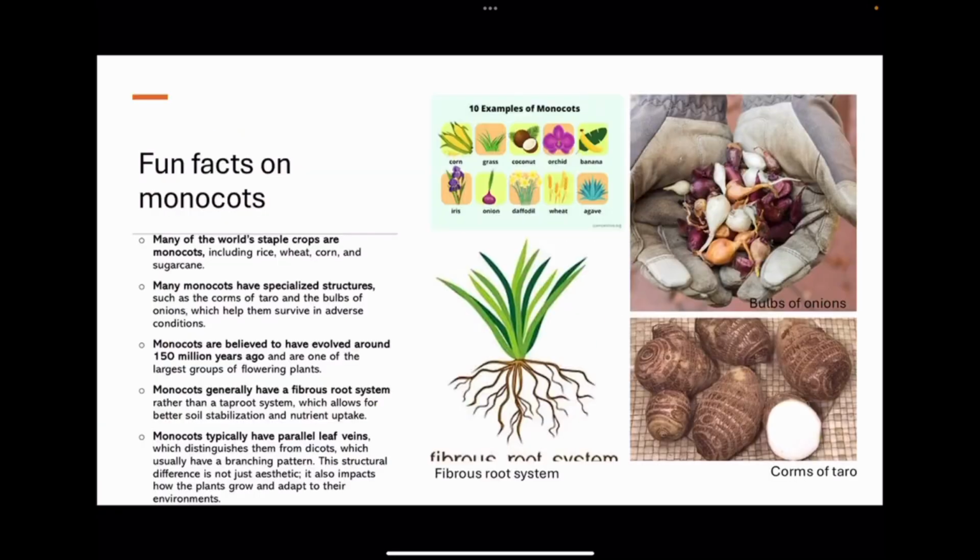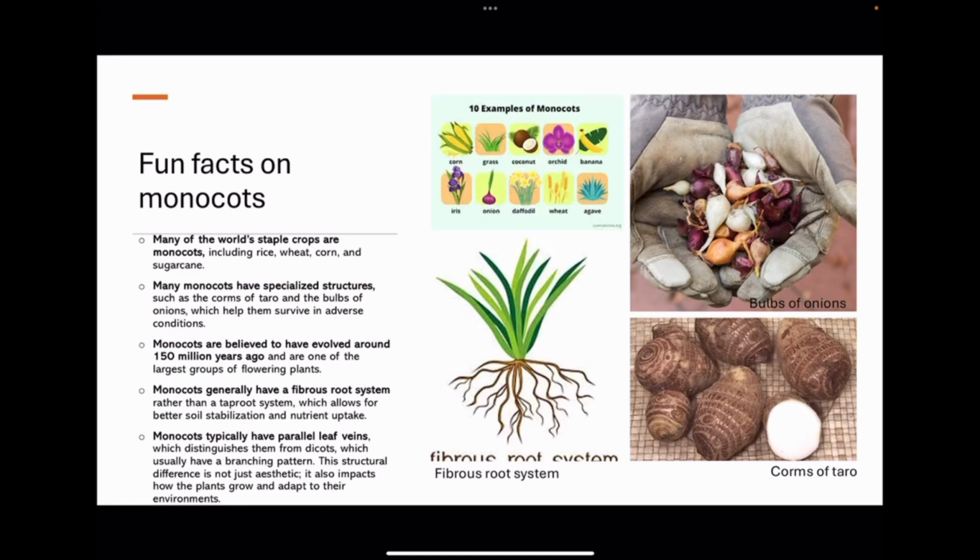Fun facts on monocots: many of the world's staple crops are monocots, including rice, wheat, corn, and sugarcane. Many monocots have specialized structures, such as the corm of taro and the bulbs of onions, which help them survive in adverse conditions. Monocots are believed to have evolved around 150 million years ago and are one of the largest groups of flowering plants.